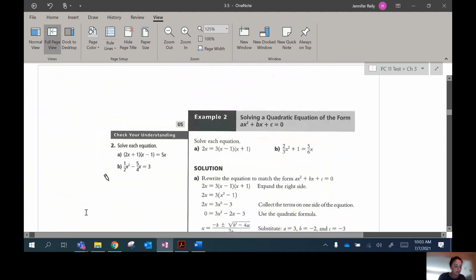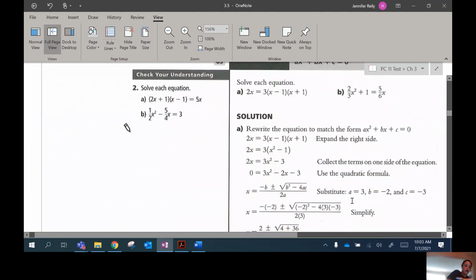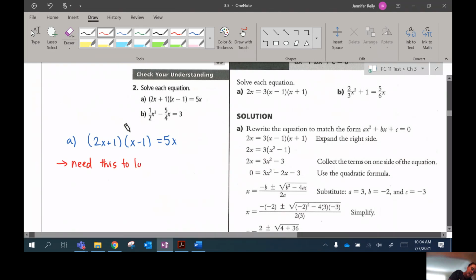So for this one, I'm going to do A, and then I'll start you off on B. So A looks like this: (2x + 1)(x - 1) = 5x. In order to apply the quadratic equation, we need to get it looking like the quadratic equation format. We need this to look like ax squared plus bx plus c equals 0. If it doesn't look like that, I don't know what the a, the b, and the c are.